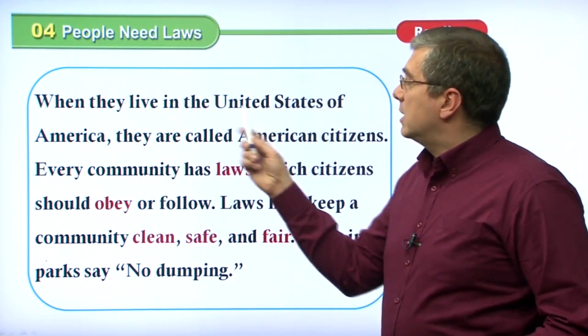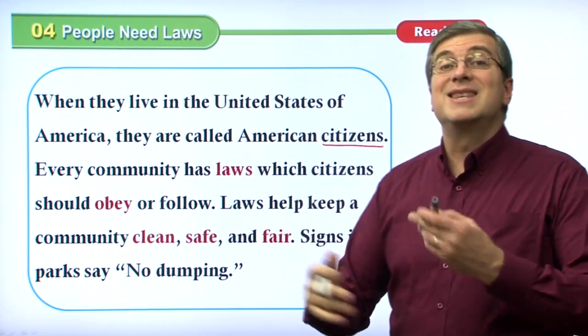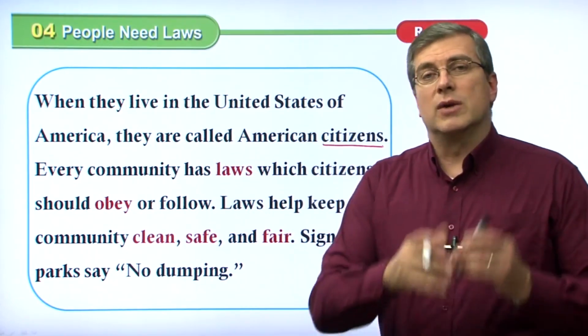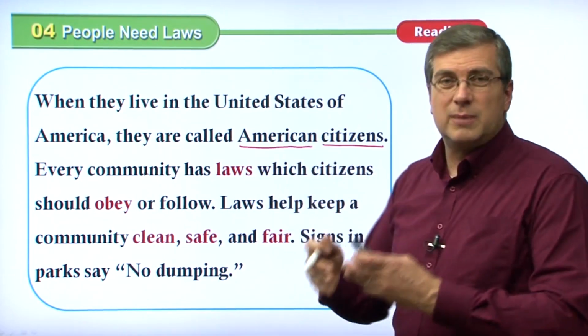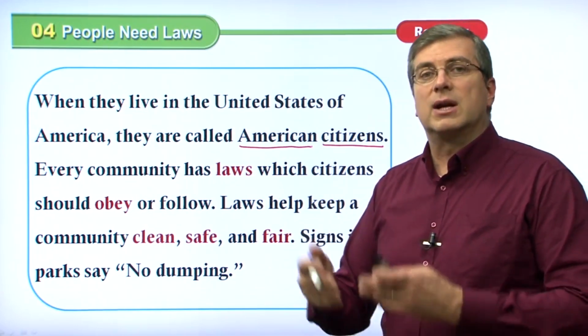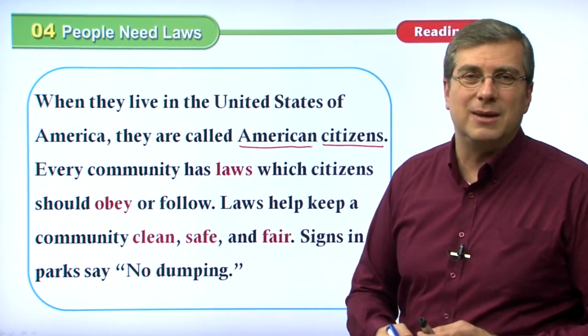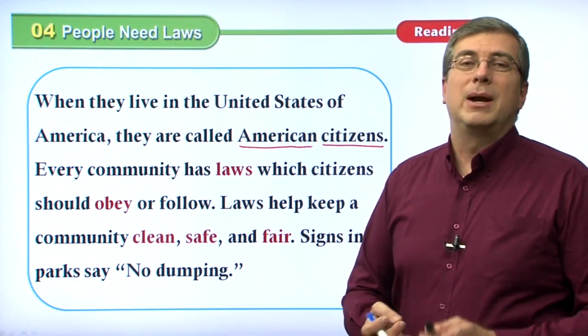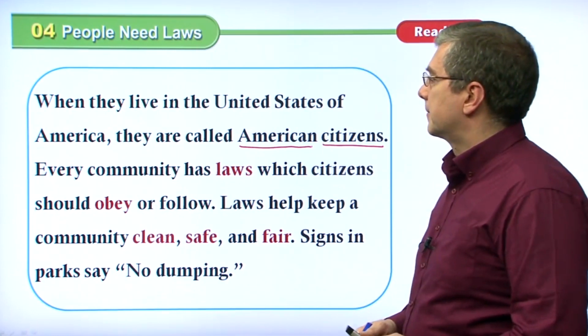Now, when they live in the United States of America, they are called American citizens. So that's another type of citizen. You have a neighborhood citizen, you also have American citizen, talking about countries, okay? Of course, different countries have different types of citizens, or you call them different names, like Korean citizen, American citizen, Mexican citizen, according to the country.